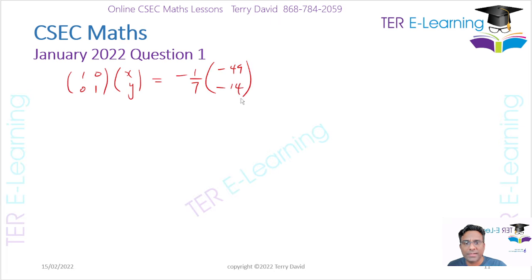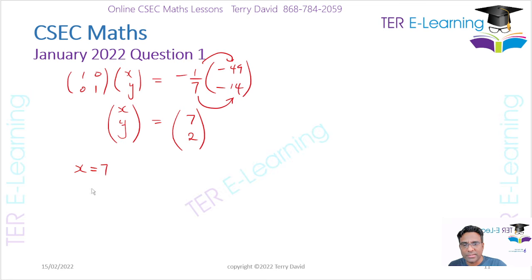That's where we're at. So when you multiply a matrix by its identity matrix, you're going to end up with simply xy. So on the left hand side, we're going to have this. On the right hand side, that's a scalar product. So minus 1/7, you need to take this and multiply by this. You're going to get 7. And then we need to take this and multiply by this. And you're going to get 2. So what that means is that x is equal to 7 and y is equal to 2.